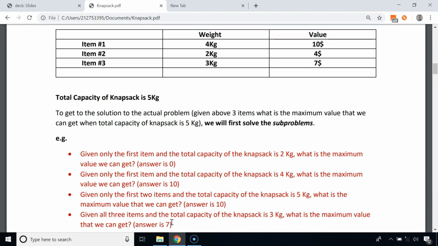Now we will see how we can use the result of these subproblems to get to the result to our actual problem. And we will be solving the 0-1 knapsack problem using dynamic programming. And to be specific, we will be using the tabulation technique.